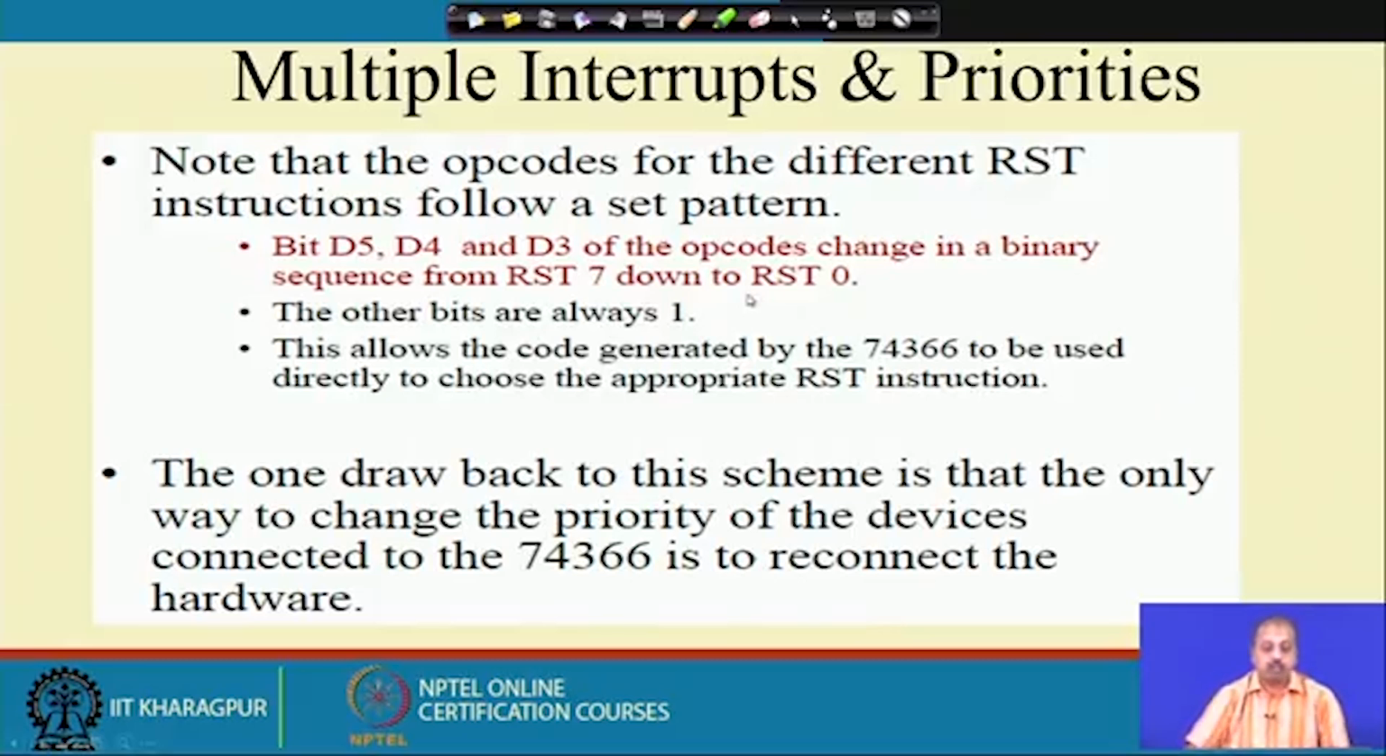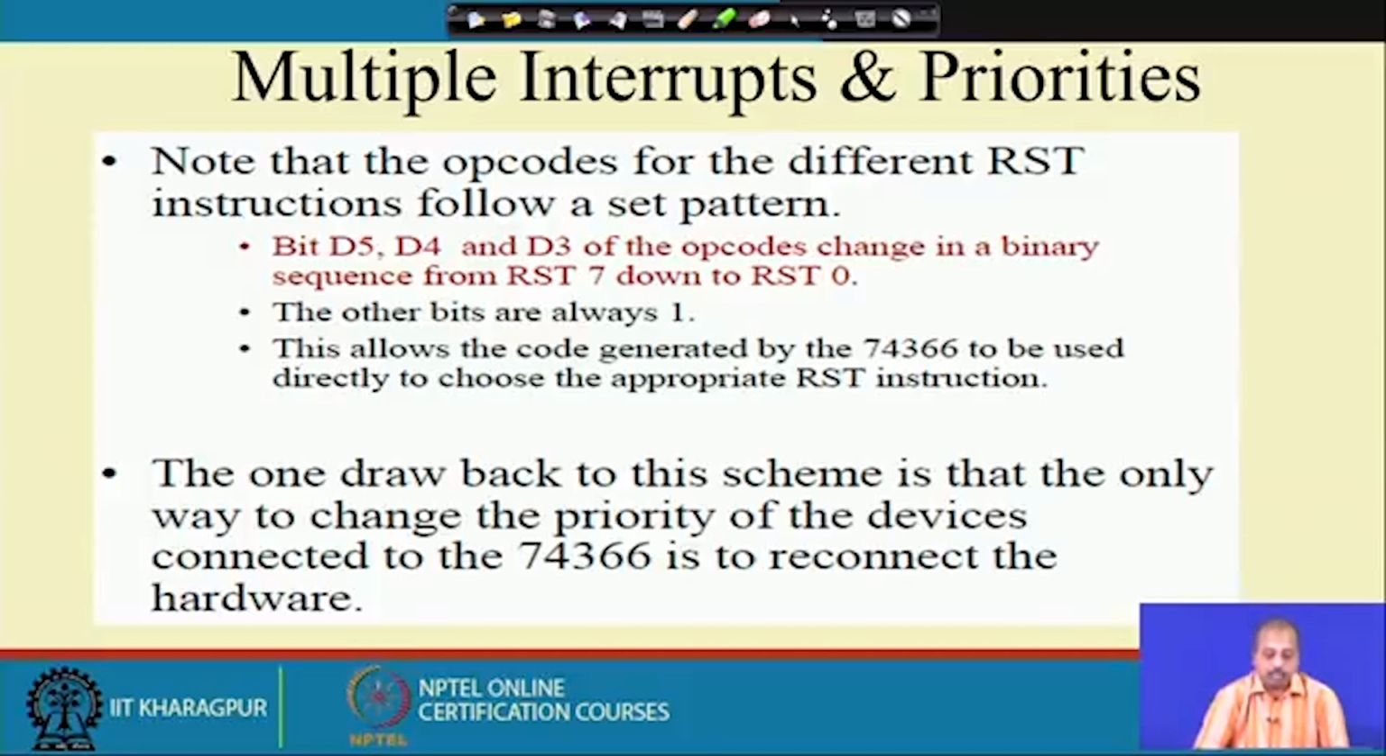So, opcodes from different RST instructions follow a pattern, be it D5, D4 and D3, having the opcode. These bits will change, and that will give the code for RST, and 111 is RST 7 and 000 is RST 0, other bits are always 1. So, this way we can use this priority encoder for generating the RST code.